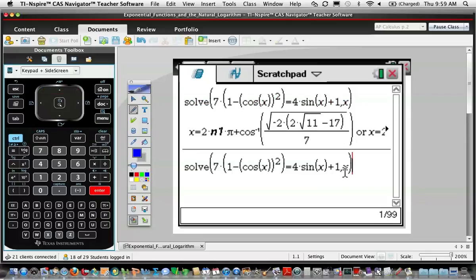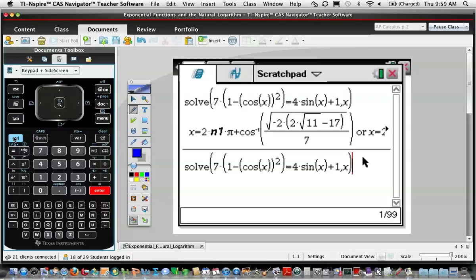But here's where we want to use the vertical bar. And we want to restrict the domain. And we use this a lot when we're solving with sine. But you have to go outside the parenthesis. This is the most common mistake people make, is they put the vertical bar inside the solve. It's got to come outside the solve.